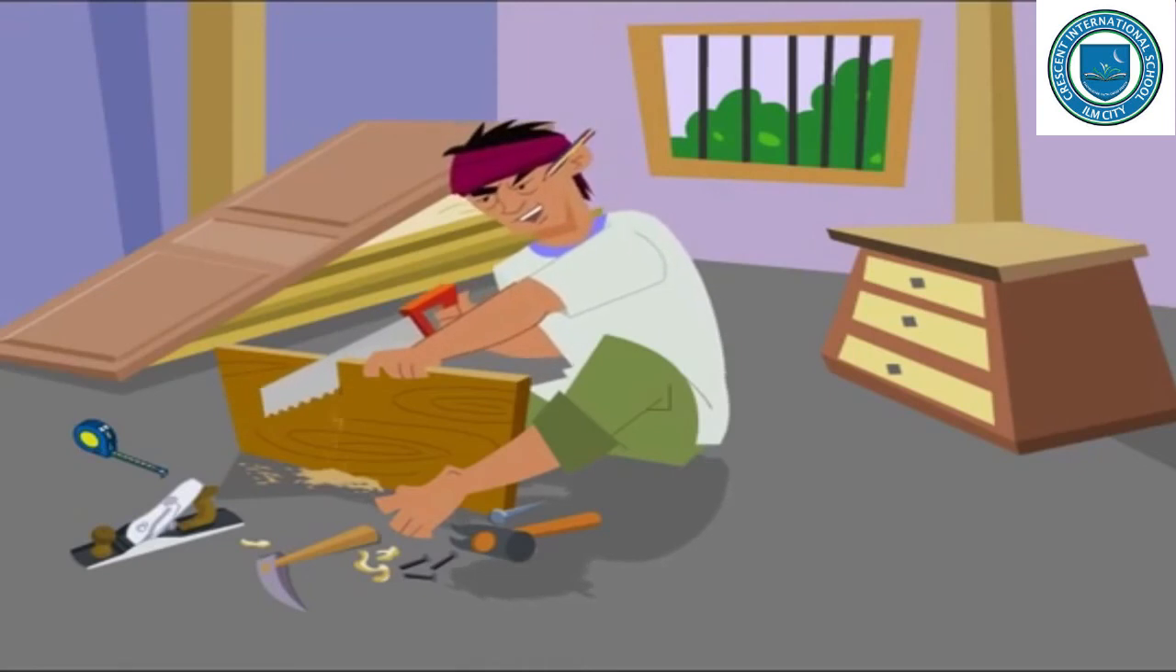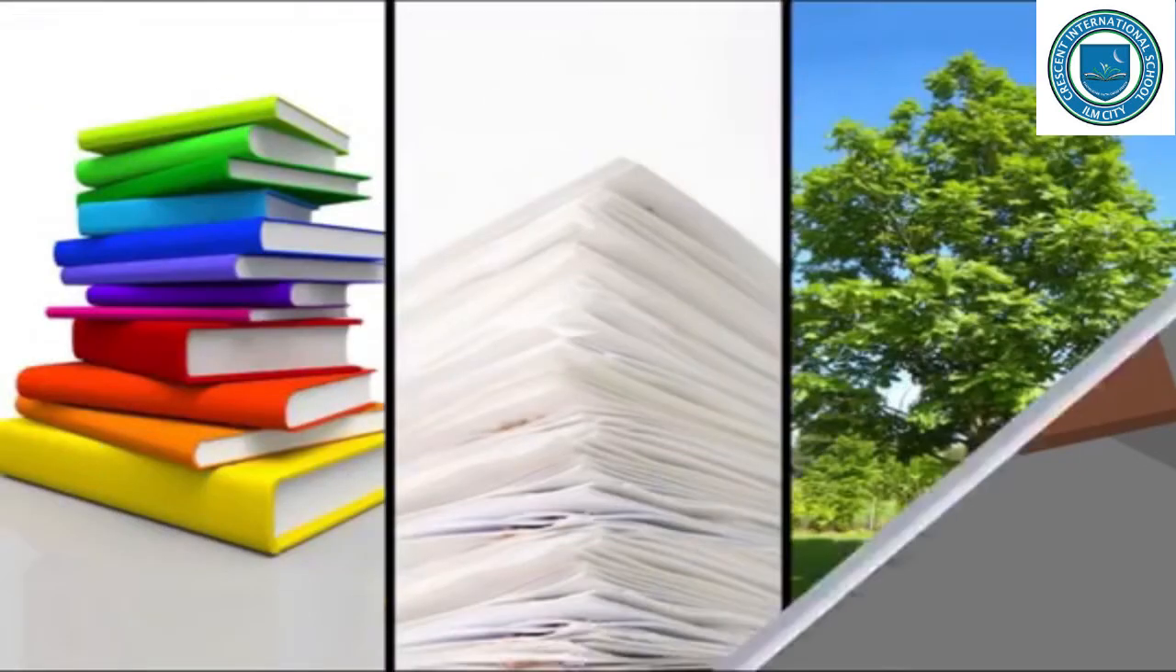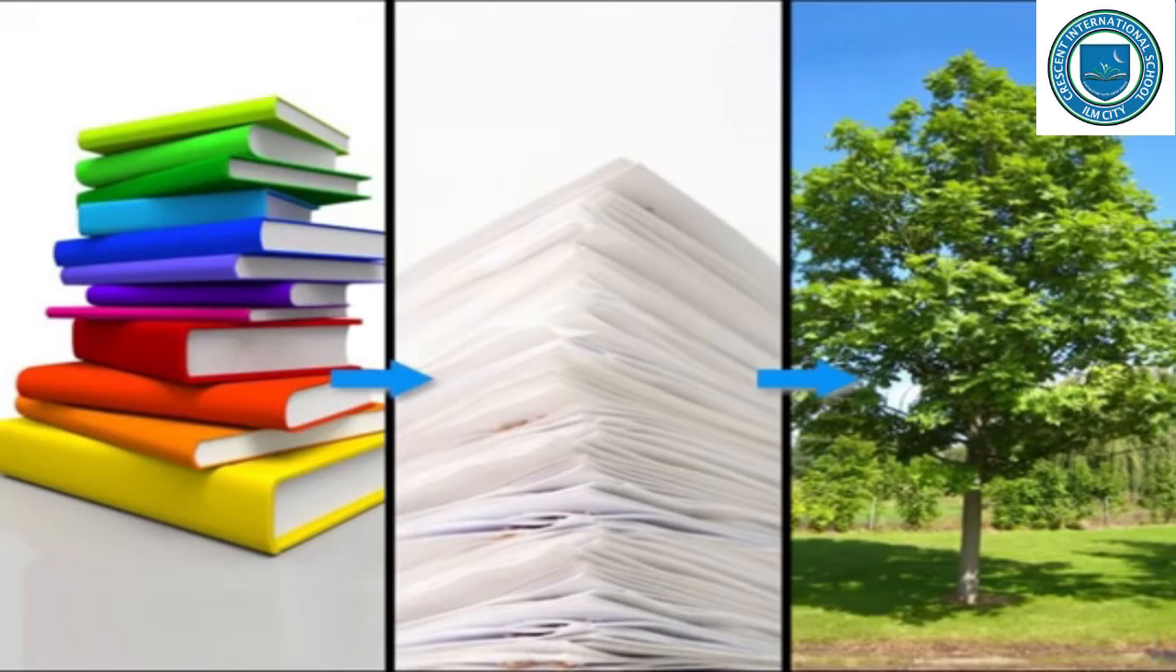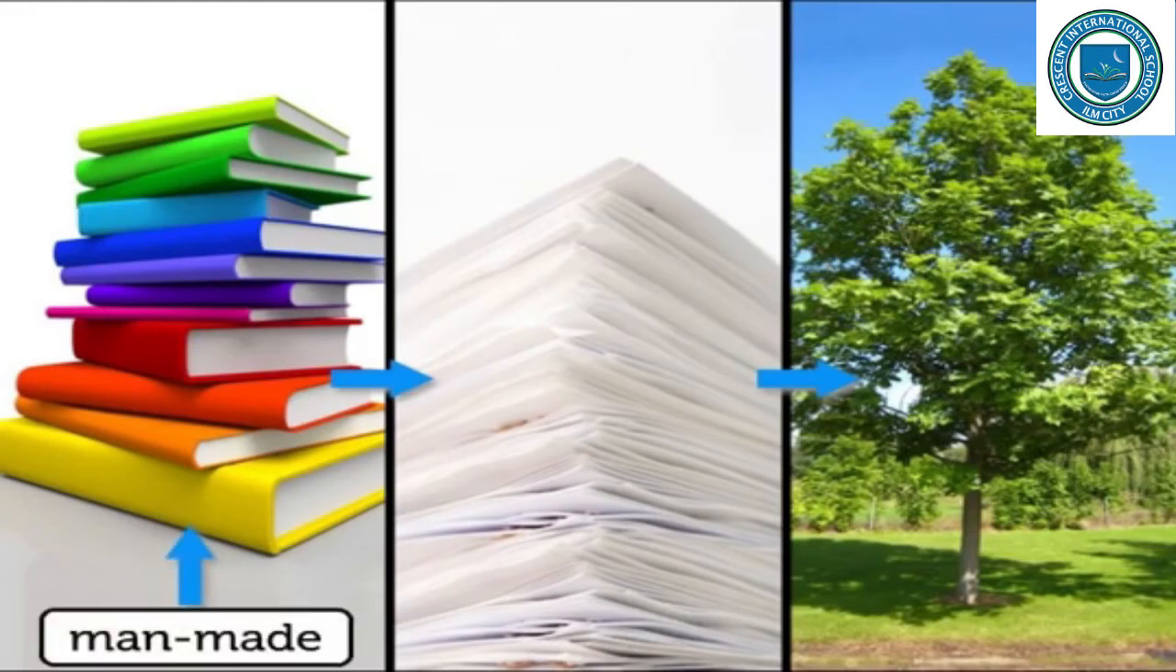Man makes things using the natural things. The book that we read is made from paper. Paper is made from the pulp of trees. The book is man-made, whereas the pulp of trees is a natural thing.